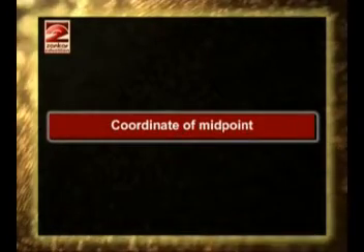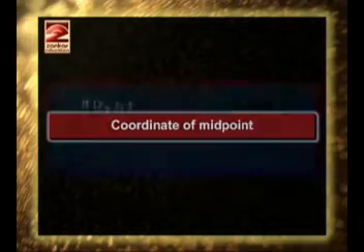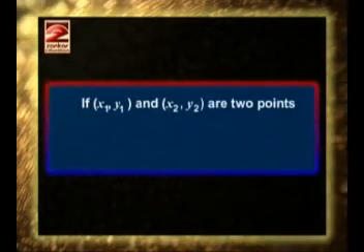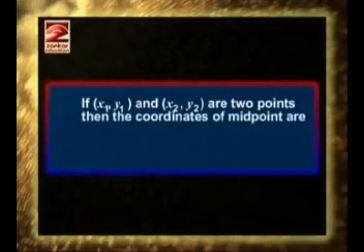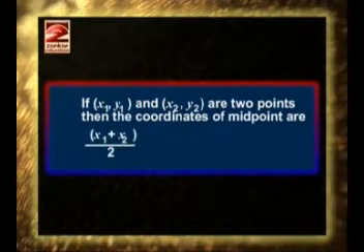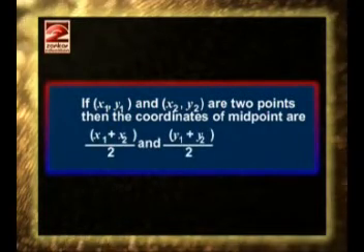Now next is about the coordinates of midpoints. If (x1, y1) and (x2, y2) are two points, then the coordinates of the midpoint are (x1 plus x2) upon 2 and (y1 plus y2) upon 2.